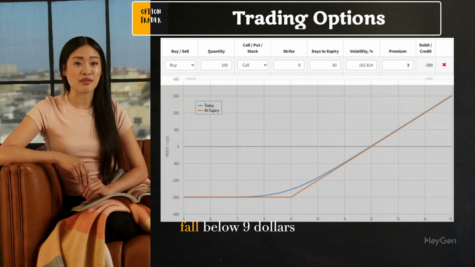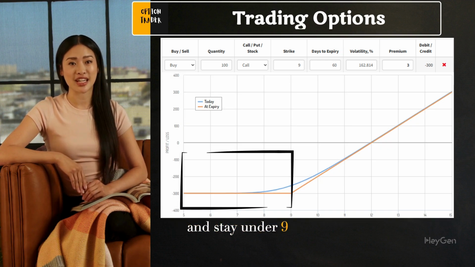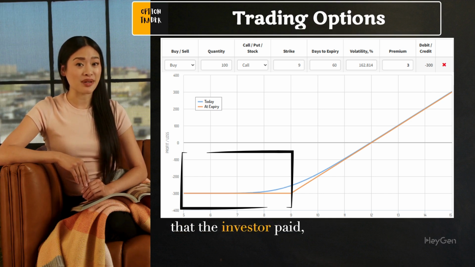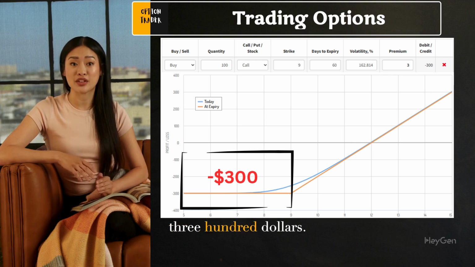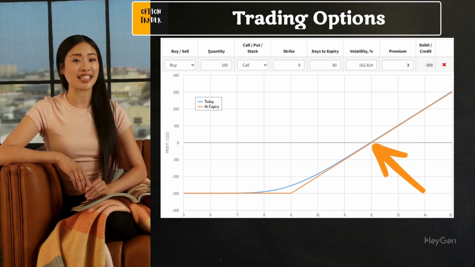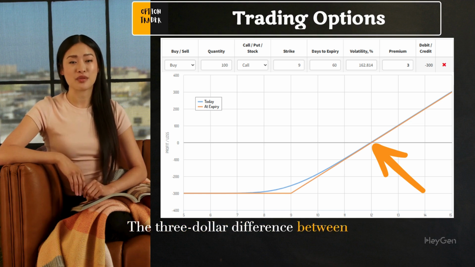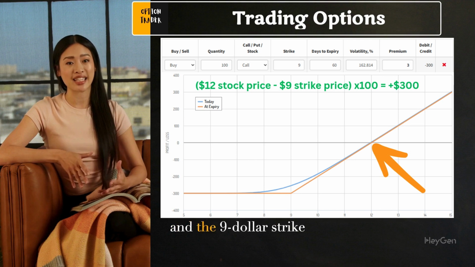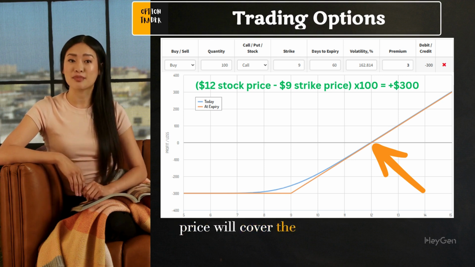The stock price could fall below $9 and stay under $9. In this situation, the call option will expire worthless, but the maximum loss will be the amount of the premium that the investor paid, which is equal to $300. If the stock goes up to $12, the investor will break even. The $3 difference between the $12 stock price and the $9 strike price will cover the premium paid.